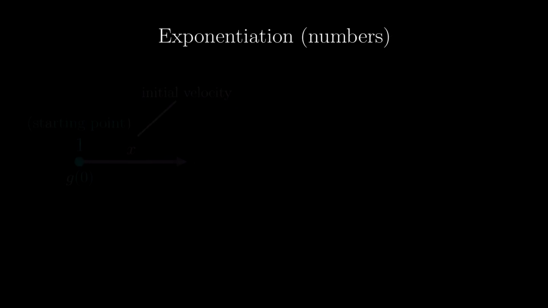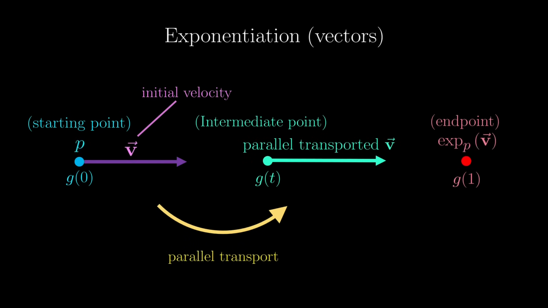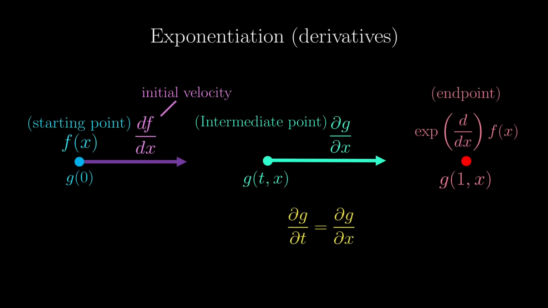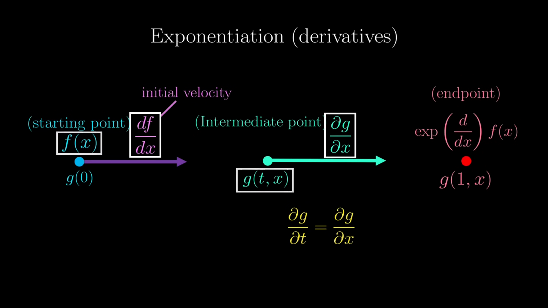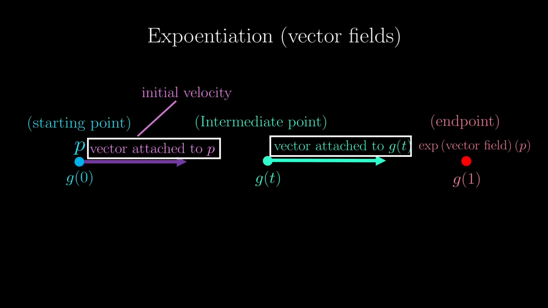So exponentiation of lots of exotic objects really stems from this journey framework. The exponential of vectors involves the idea of parallel transport to go from the initial setup to any intermediate setup. Exponentiating derivatives requires the intermediate setup to imitate the initial setup in the sense that both velocities are derivatives of the current function with respect to x. And for vector fields, the intermediate setup also imitates the initial setup so that both velocities are just vectors attached to the current position along the journey.